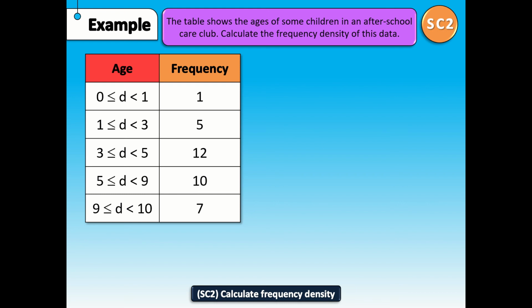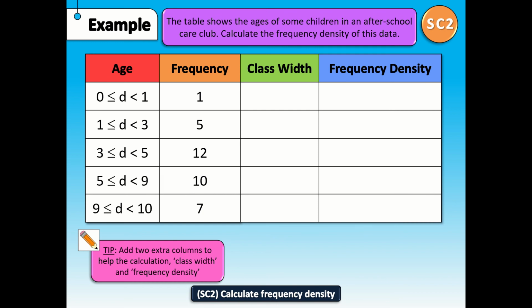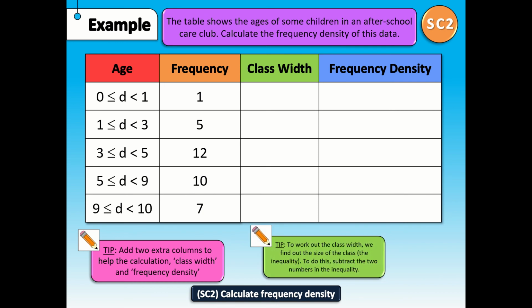This table shows the ages of some children in an after-school care club. Calculate the frequency density for this data. So we add 2 extra columns on, one for the class width and one for the frequency density. Remember, the class width is the difference between the two inequalities. So the first class width will be 1 take away 0, so that's 1. The next class width is 3 take away 1, so that's 2. The next one will be 2, the next one will be 4, and the next one will be 1.